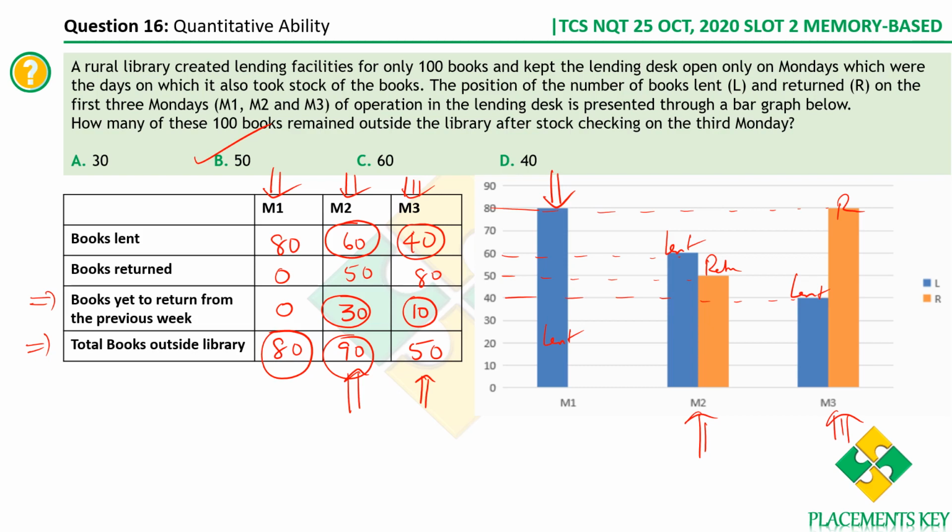This is a very interesting question. I hope you guys have understood this. So the number of books outside the library stock after the end of the third Monday will be 50.